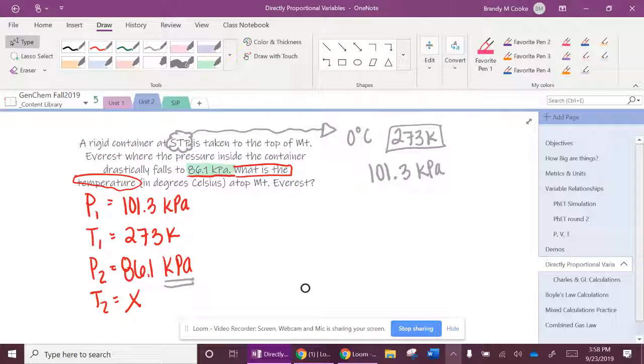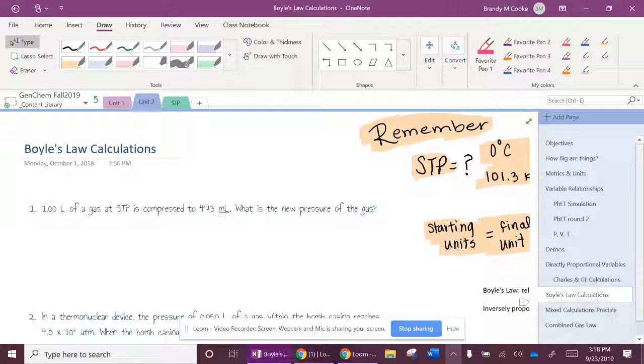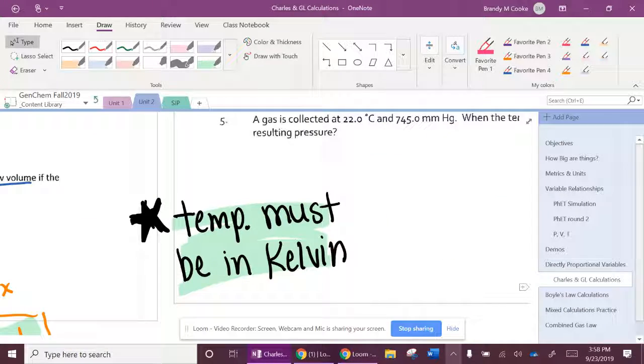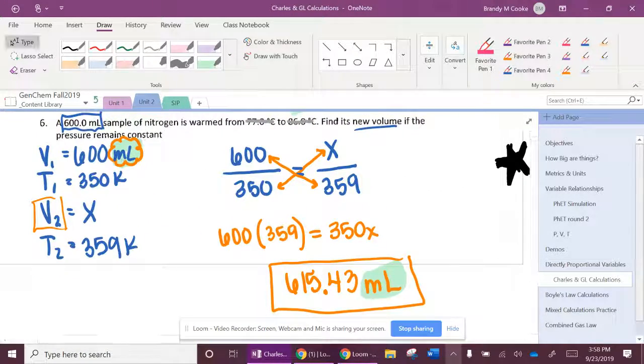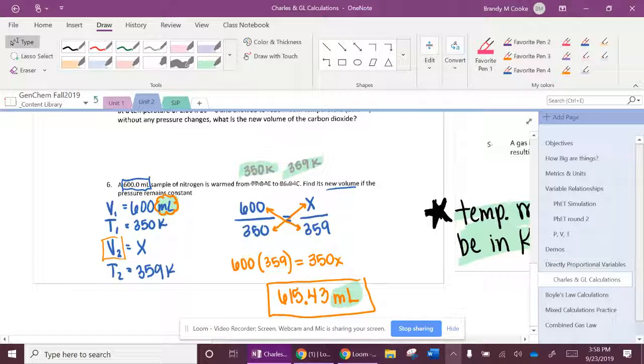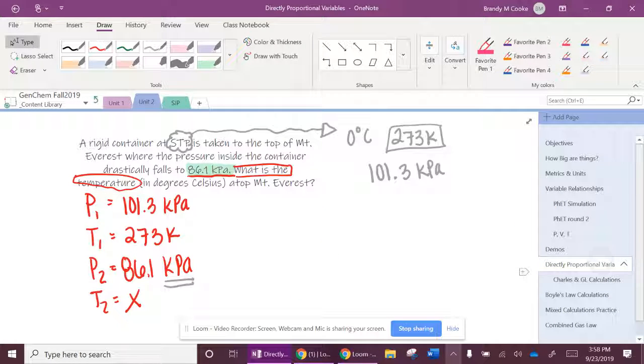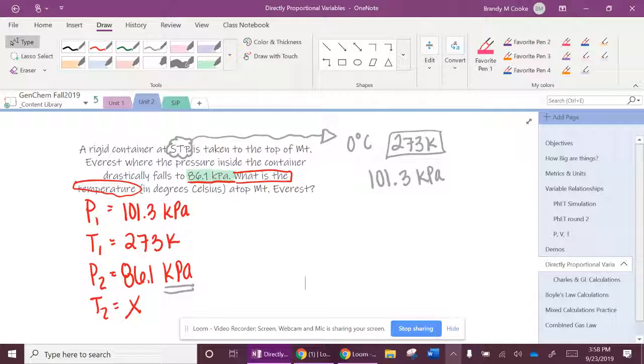Remember, the three main points that you need to take away from this are that temperature must be in Kelvin, your beginning units should always match your ending units, and anytime a question mentions STP, you're going to have to come up with the values on your own. Even though it doesn't give them to you, it tells you what they should be. So you have to commit those to memory.